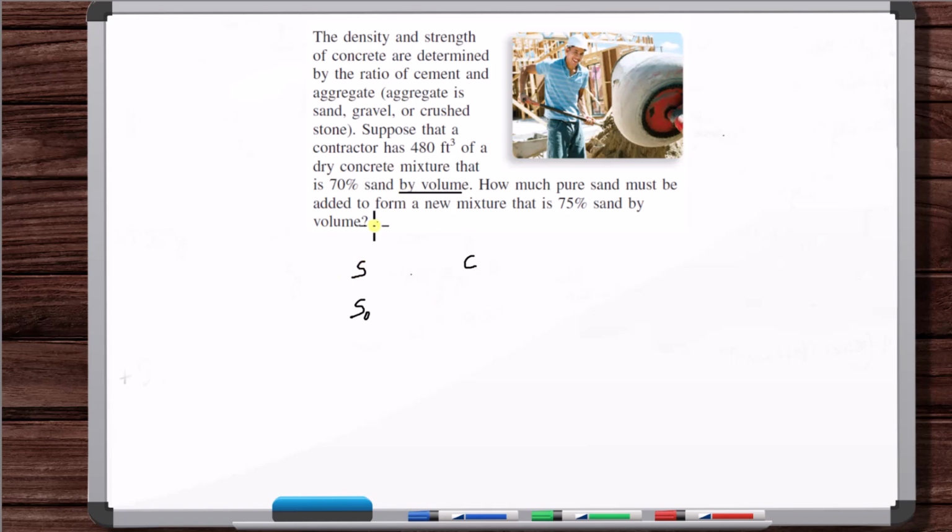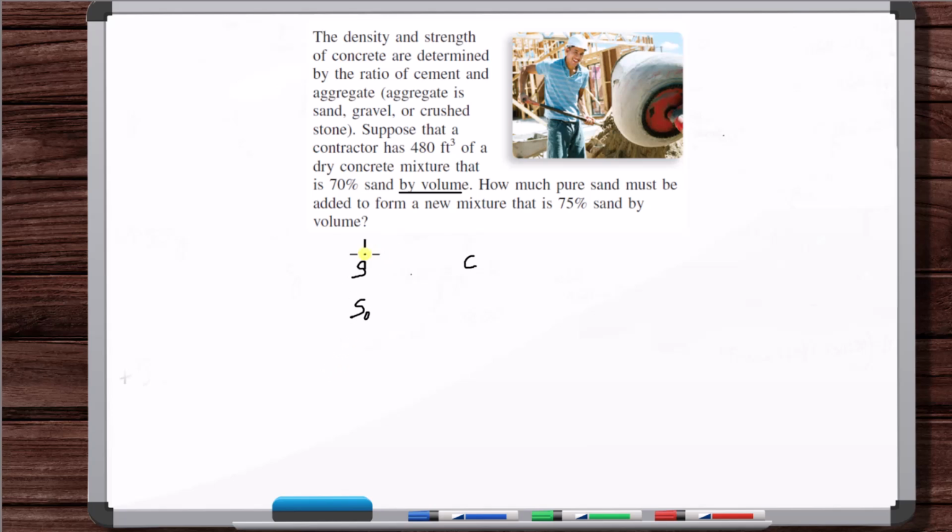And these are the amounts. We're talking by volume here. So this is the cubic feet of sand added. This is the initial cubic feet of sand. This is the cubic feet of concrete that doesn't change. Okay, you got to really understand the problem. You have to read the problem multiple times to make sure you understand what it's saying.